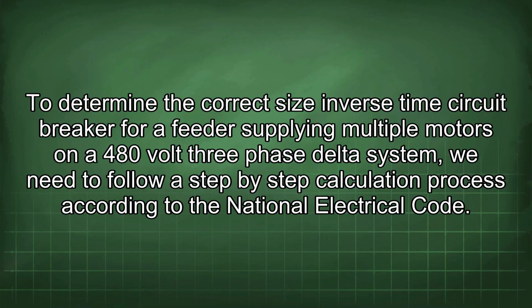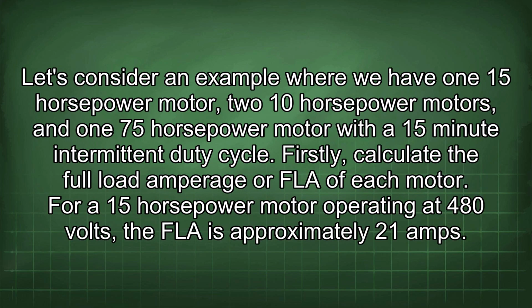To determine the correct size inverse time circuit breaker for a feeder supplying multiple motors on a 480-volt three-phase delta system, we need to follow a step-by-step calculation process according to the National Electrical Code. Let's consider an example where we have one 15-horsepower motor, two 10-horsepower motors, and one 75-horsepower motor with a 15-minute intermittent duty cycle. Firstly, calculate the full load amperage or FLA of each motor.